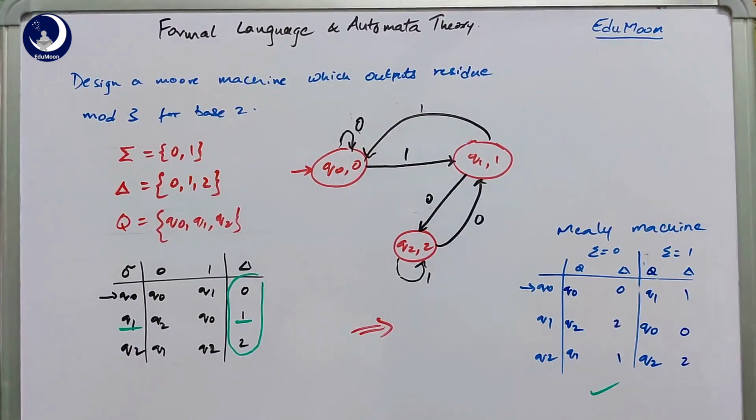So this is how we convert a Moore machine into a Mealy machine directly from the table, and later we can draw the diagram for the Mealy machine also. So converting a Moore machine to a Mealy machine is very simple.